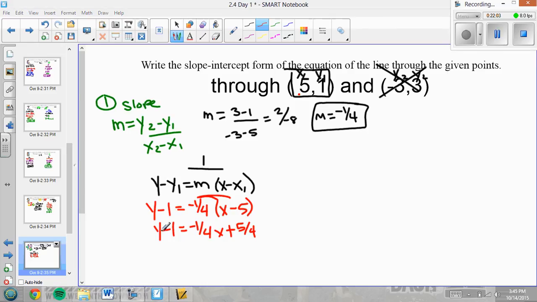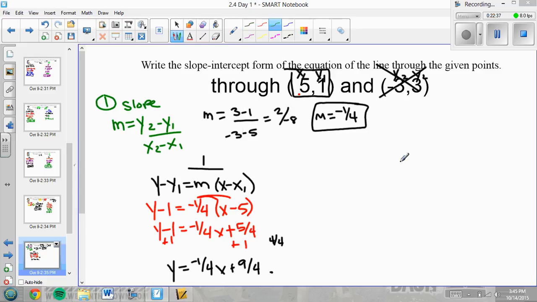Okay, and then to get y by itself, we want to add 1. And if you're going to leave it as an improper fraction, think if you add 1, that's equivalent to 4 over 4. So 5 plus 4, we know y equals negative 1/4 x plus 9/4. Now if you wrote it the other way, you could have 2 and 1/4, that's fine also, or you can leave it as 9/4.